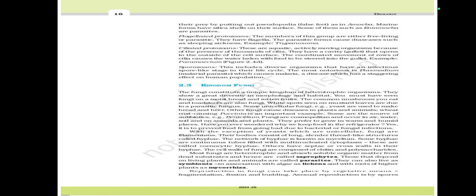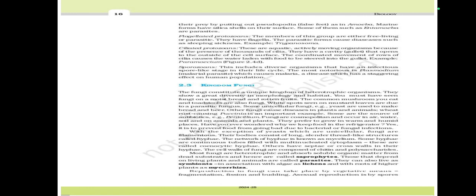Marine forms have silica shells on their surface. Some of them, such as Entamoeba, are parasites. Flagellated protozoans. The members of this group are either free living or parasitic. They have flagella. The parasitic forms cause diseases such as sleeping sickness, for example, Trypanosoma.